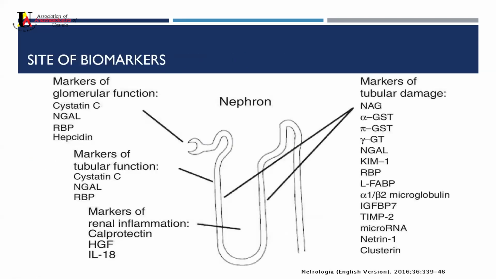I'm not going to go into details about them, but each of the markers has a specific site where it can define the injury. For instance, if you're looking at glomerular function, cystatin C, NGAL, retinol binding protein, and epsidin can be markers there. If you are looking at tubular function, cystatin C, NGAL, and retinol binding protein, which is actually produced by the liver. Then you also have some markers of inflammation, and then markers of tubular damage. Most of the markers have been studied in the urine because it is easily available and non-invasive.